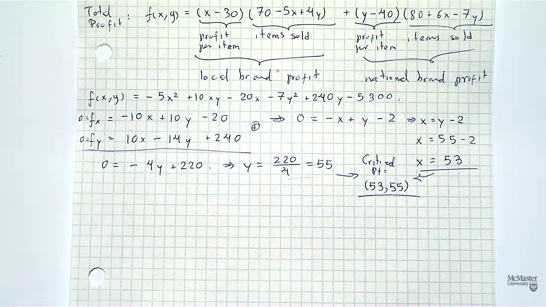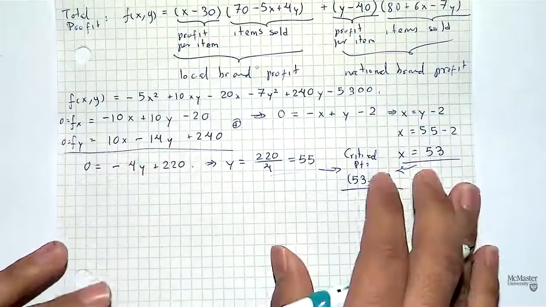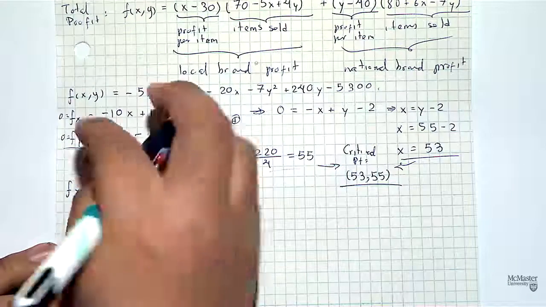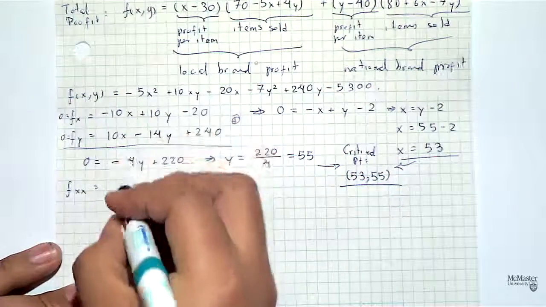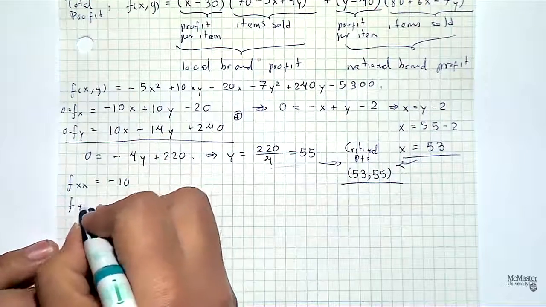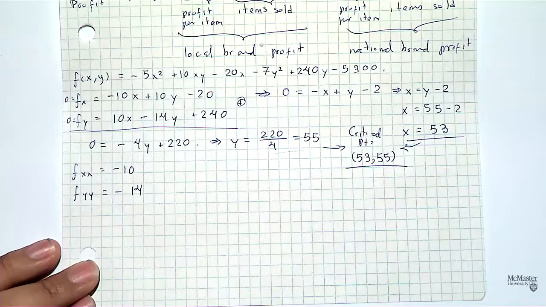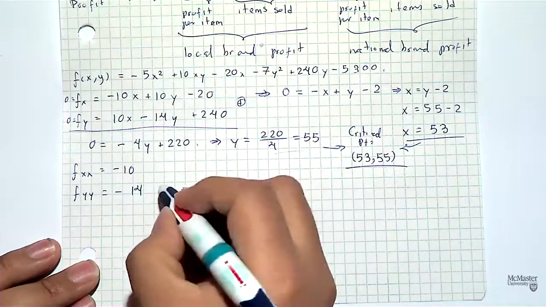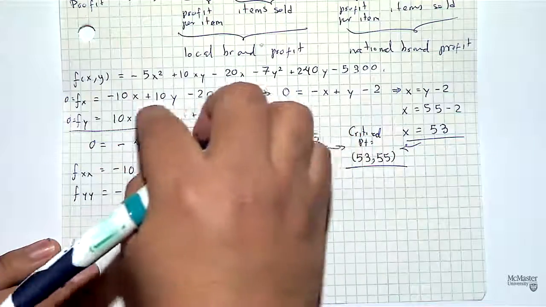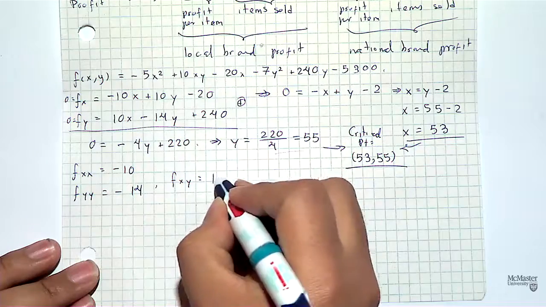So that's a critical point. Now, of course, we have to do the evaluation of the criteria, for which we need to compute the second order partials. So fxx, since I already did the computation over here, would be minus 10, nothing else matters over here. fyy equal to minus 14. Then if you want fxy, we consider the partial with respect to y of fx, this would be 10.